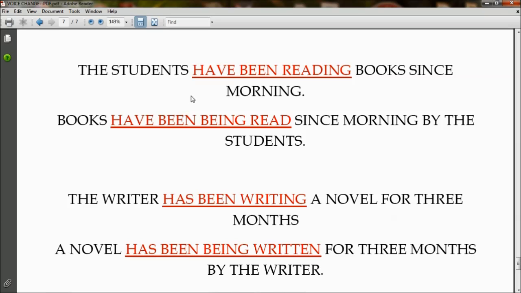So again you can see that have is used because of the students, which is plural, and have also here is used because of books, which is again plural. The writer is a third person singular number, so it is followed by the use of has. And again a novel is a third person singular number, so it is followed by has. So always you have to remember the usage of have and has always depends on the subject.